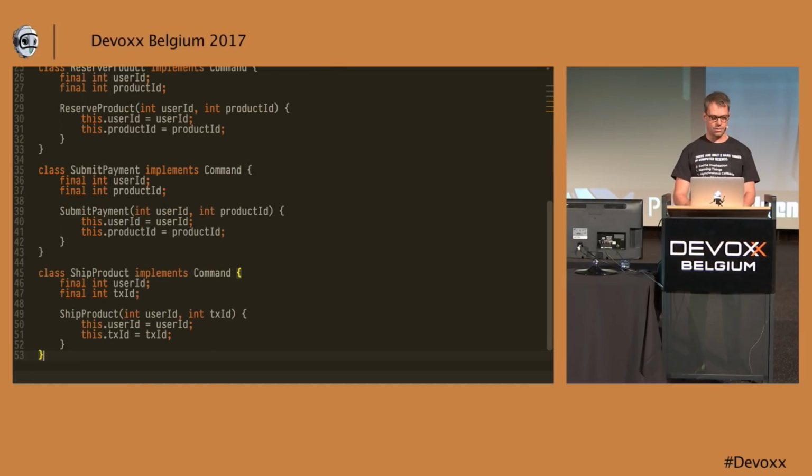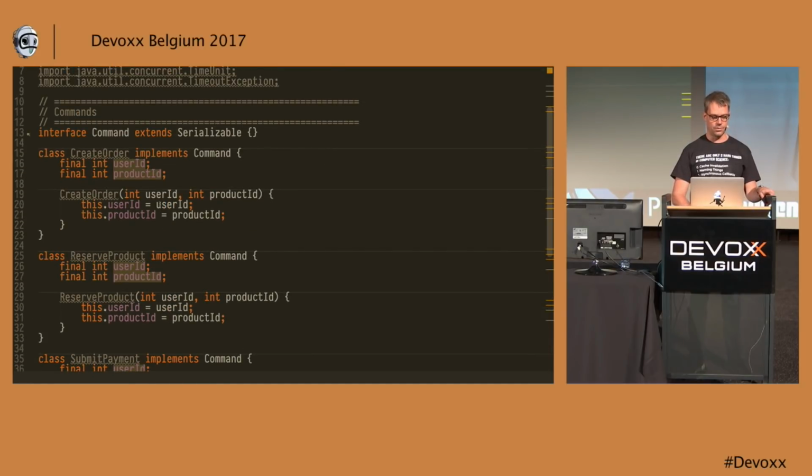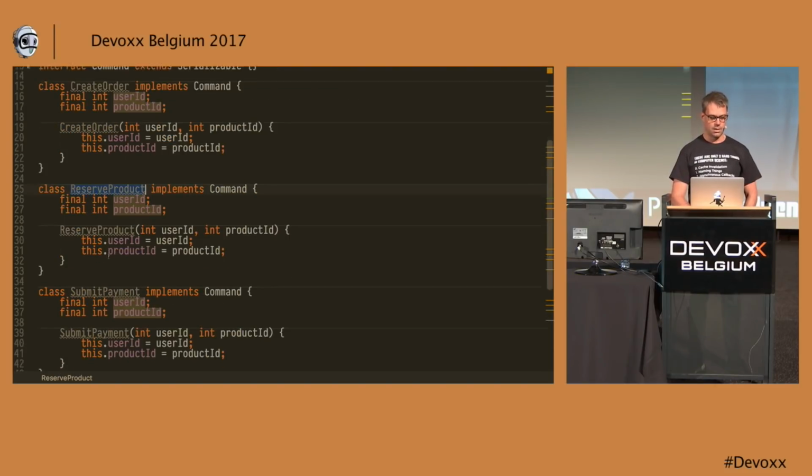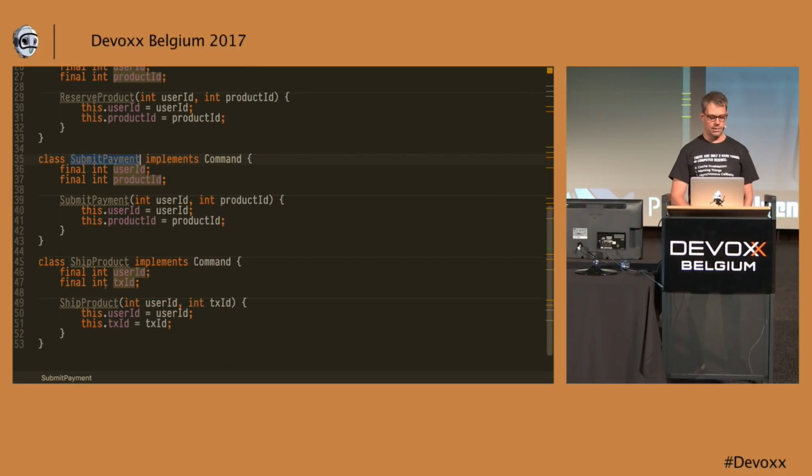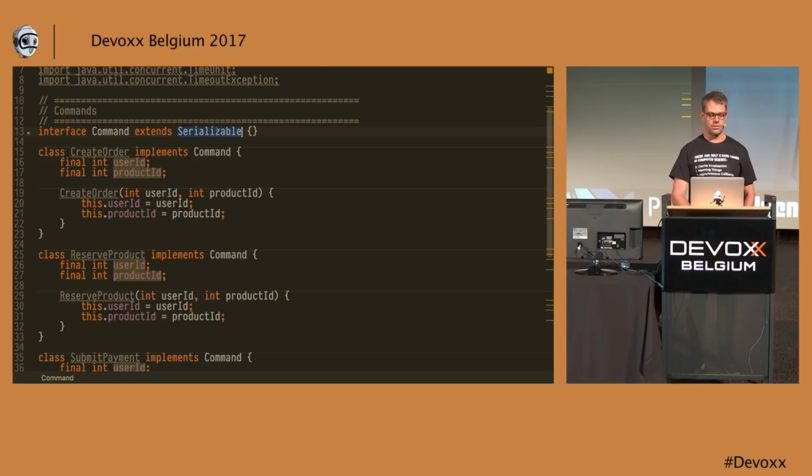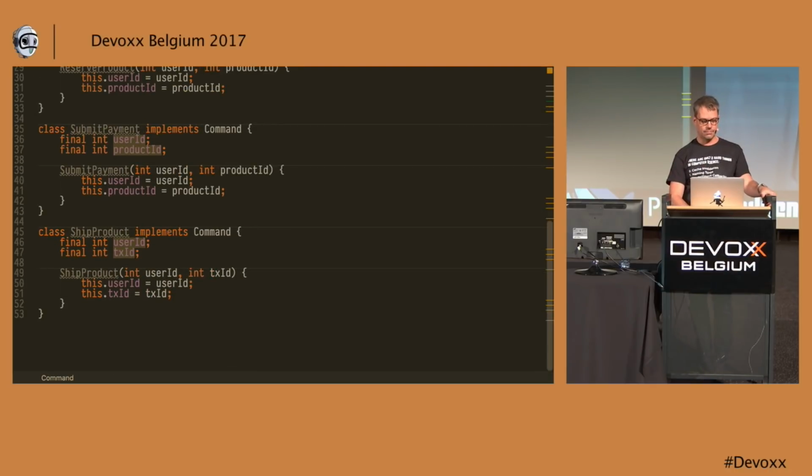So let's say that we want to create some commands here first. We have some sort of Command interface. We have CreateOrder with some properties. We have ReserveProduct, SubmitPayment, and then ShipProduct. Of course, in a real life scenario, I would never use Serializable. I'd probably serialize it to JSON or use Avro or protobuf or something like that. But I'm just trying to keep it dead simple. This is by no means production code all throughout. Just trying to illustrate a point here.